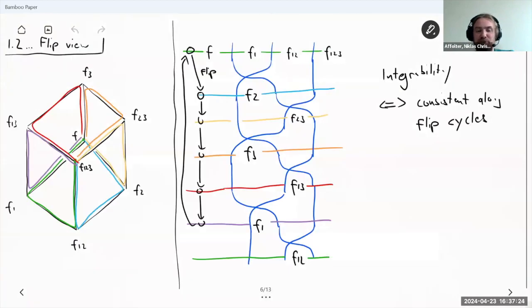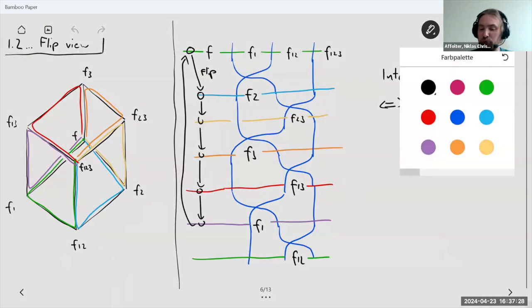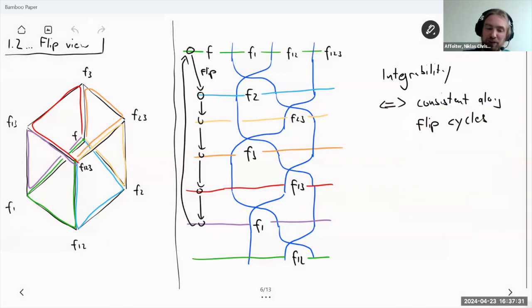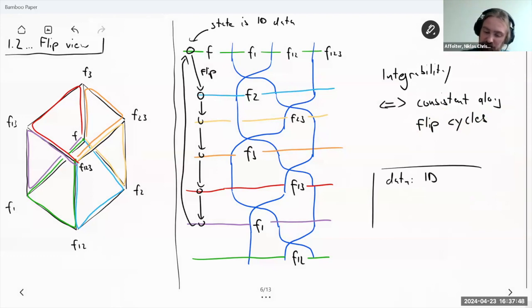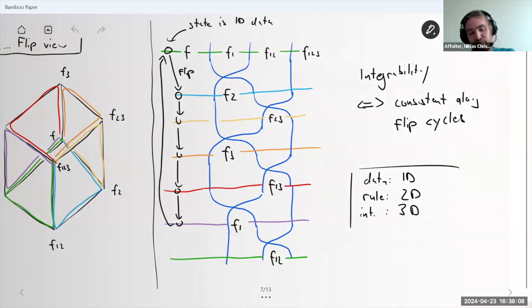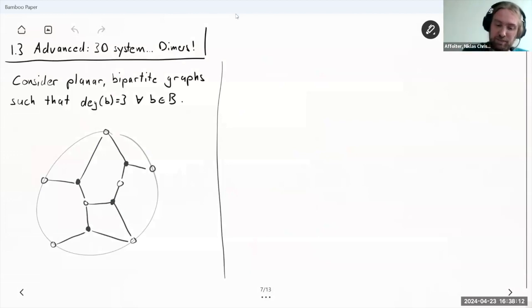right, the last slide, this was still part of the 2D systems. 2D systems meant I have a rule on 2D quads, but my initial data, so my state, is 1D data. The rule is 2D data, and the integrability is 3D. So this is a general idea. Data is 1D, the rule is 2D, and the integrability condition is 3D. And the very first slide I had, the data was 0D, the rule along an edge was 1D, and the consistency was 2D. But now you can play this one dimension higher. Maybe let's make this a remark.